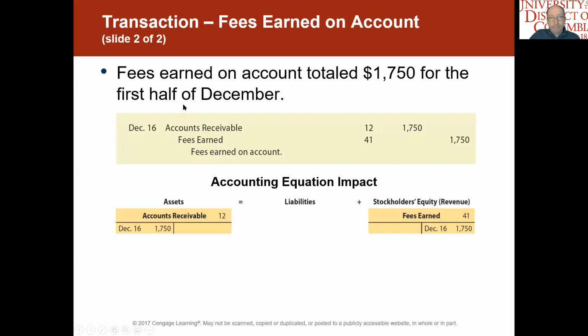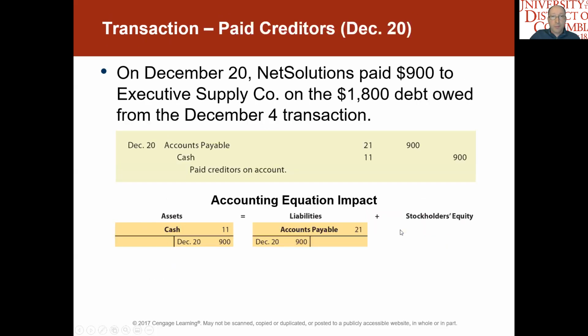Okay. So what does that look like? Fees earned $1,750 for the first half of December. So December 16th, we increase our accounts receivable $1,750, and we increase our sales account $1,750. Fees earned on account. So the asset account, accounts receivable, we increase that by $1,750, and we increase our sales account $1,750. Accounting equation is still in balance.